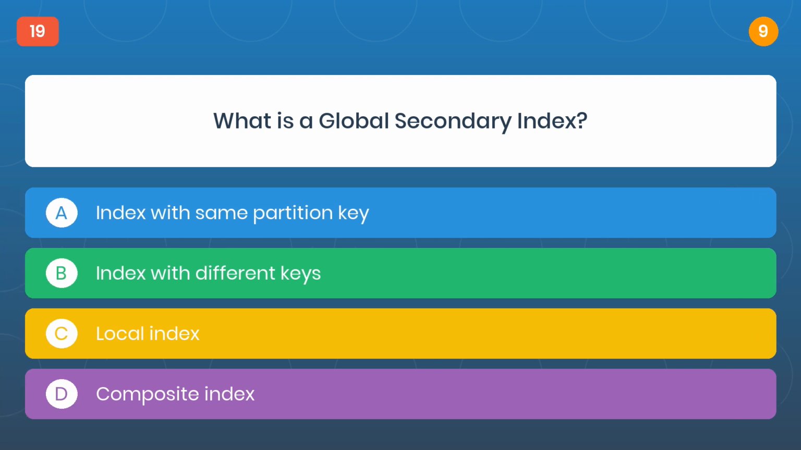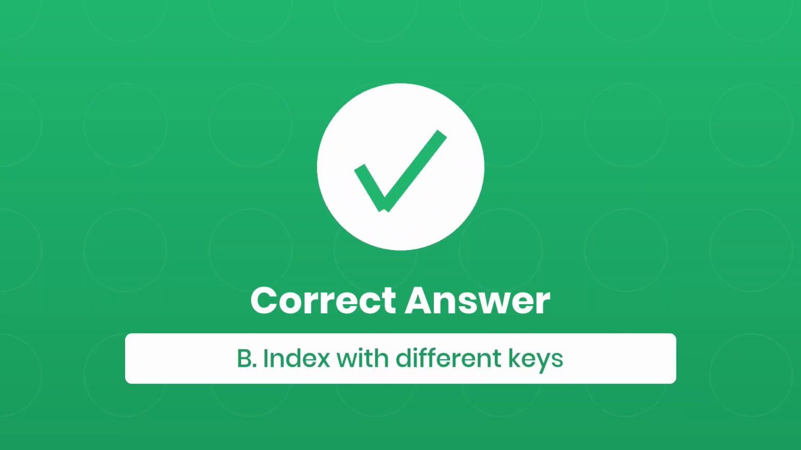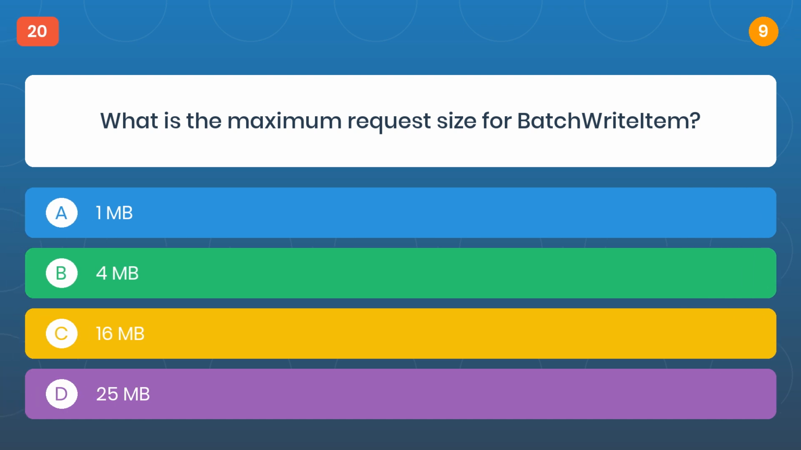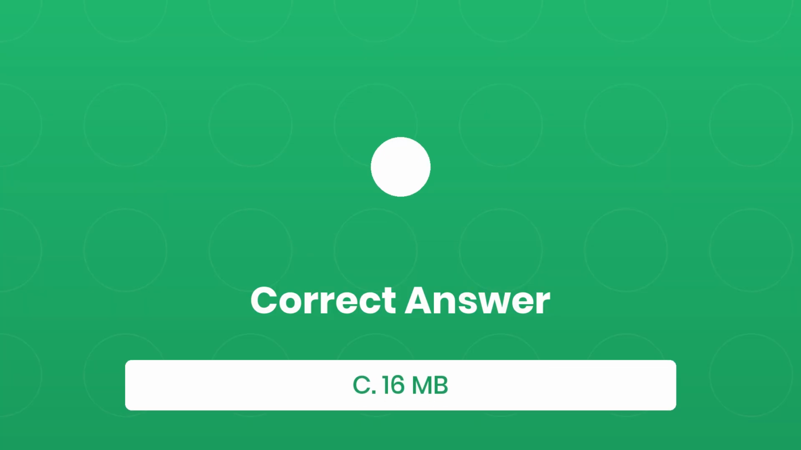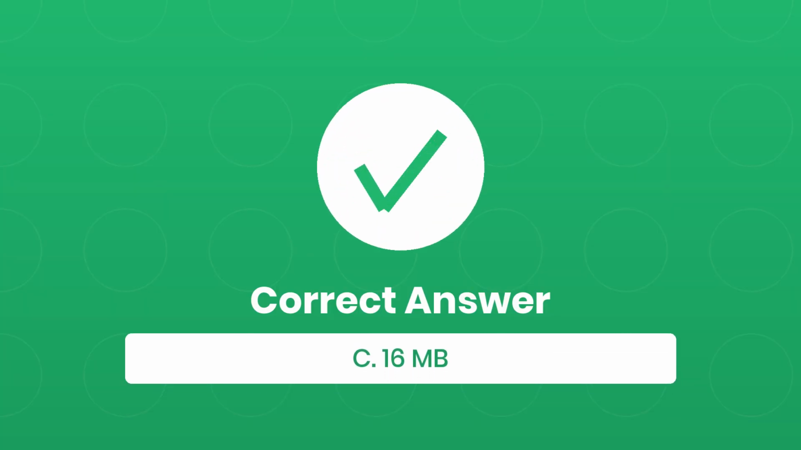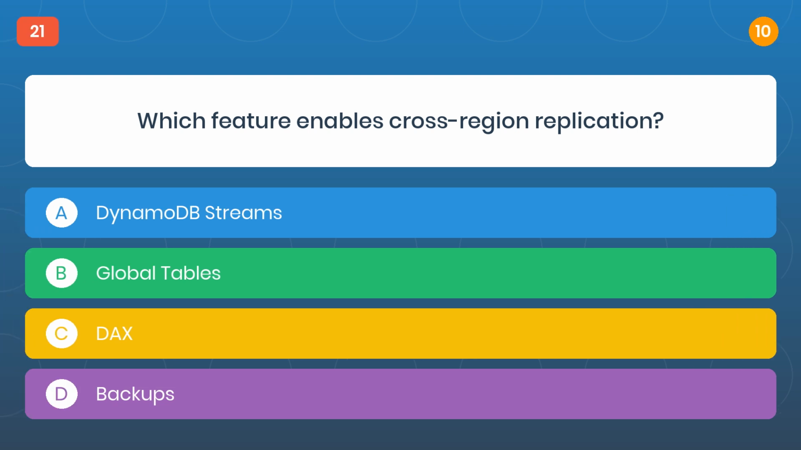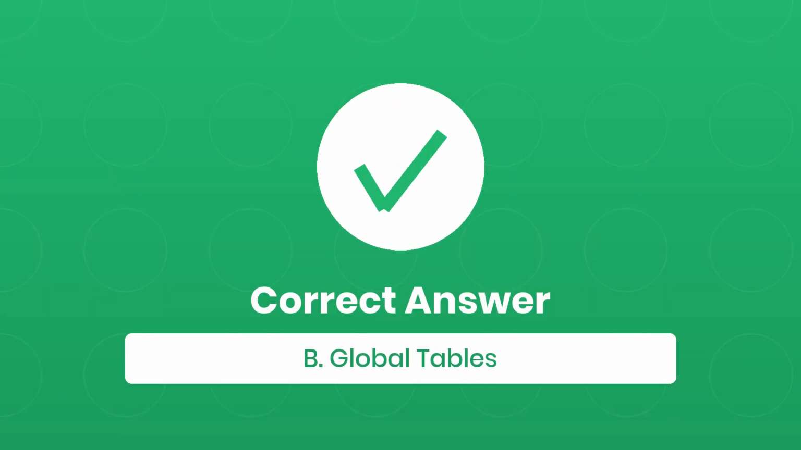Question 19. What is a global secondary index? The correct answer is B, index with different keys. Question 20. What is the maximum request size for batch write item? The correct answer is C, 16 megabytes. Question 21. Which feature enables cross-region replication? The correct answer is B, global tables.